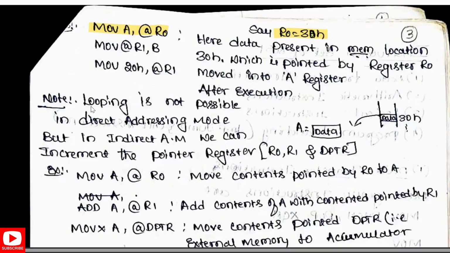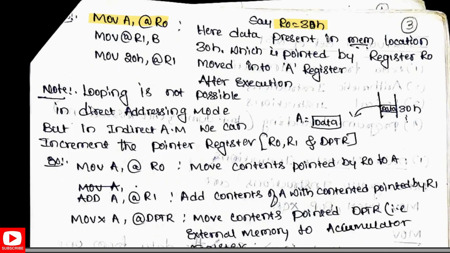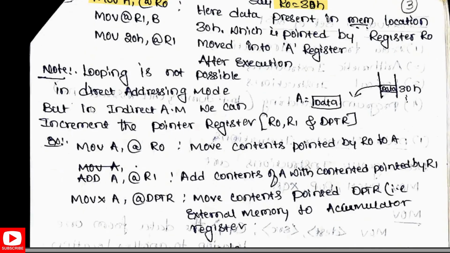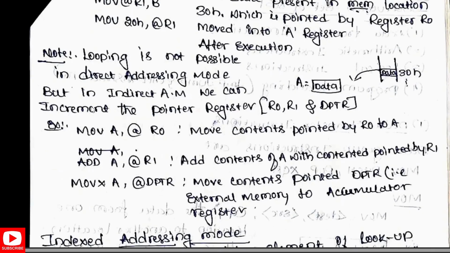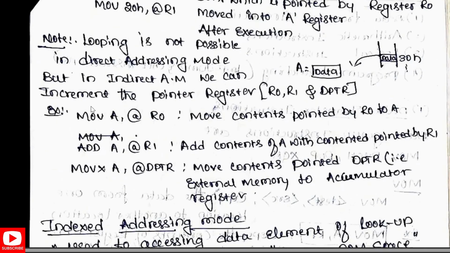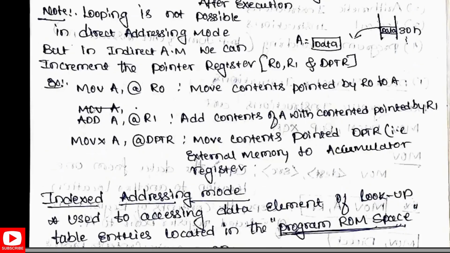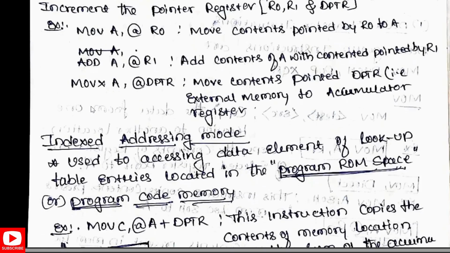Note, looping is not possible in the direct addressing mode. You cannot loop, but in this indirect addressing mode, we can increment the pointer registers and do the looping. So MOV A, R0 moves the content from R0 to A. Add the contents pointed to by R1. So that gets moved to A, and the contents present in the DPTR, that is external memory, are moved to the accumulator. So here we will use MOVX for moving external memory. We use this MOVX.